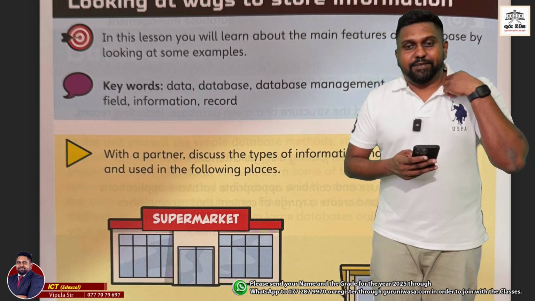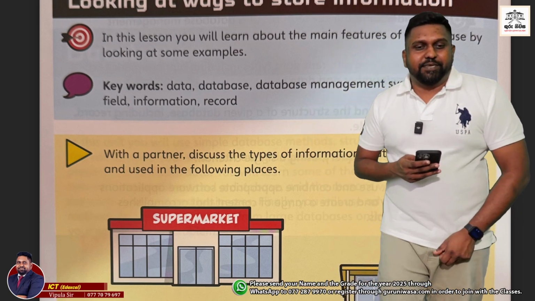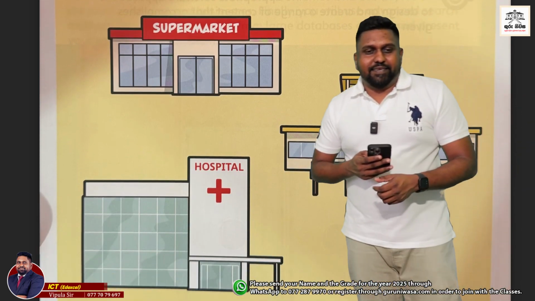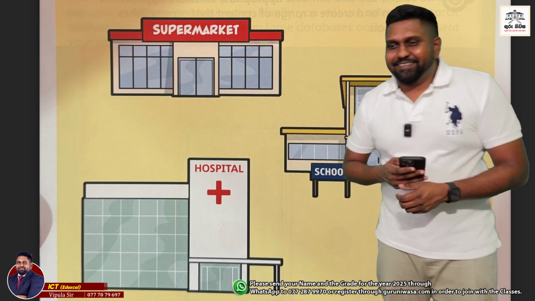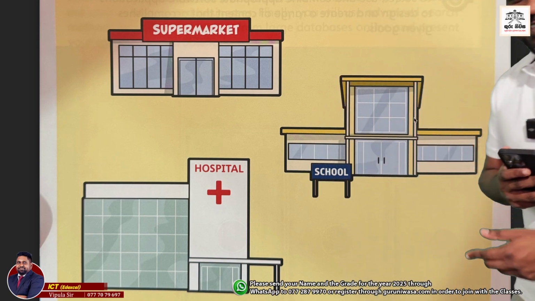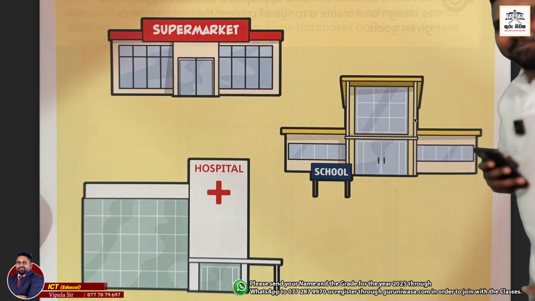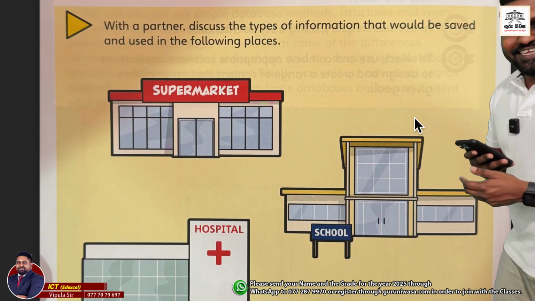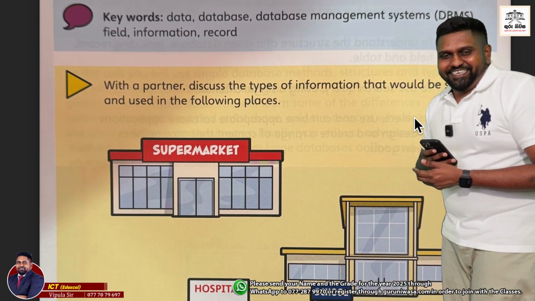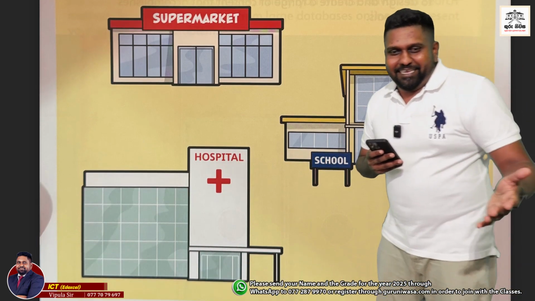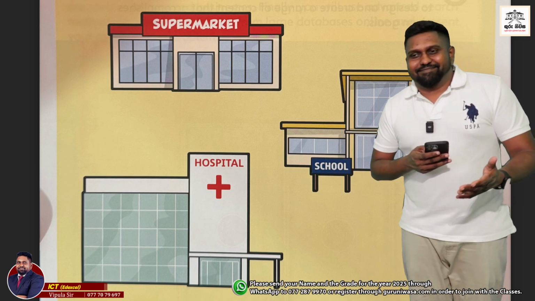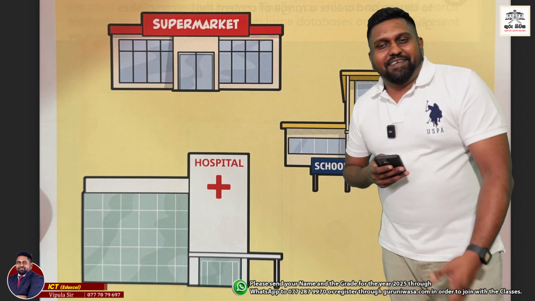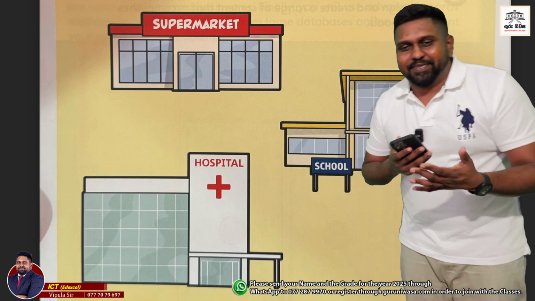So let's see what you can put into a database. Let's look at these 3 buildings. We have a supermarket, a school, and a hospital. You have been to all 3 places, right? You go to school anyway, and you have been to a supermarket. So what are the big supermarkets we have? Onaya, which supermarkets are there?